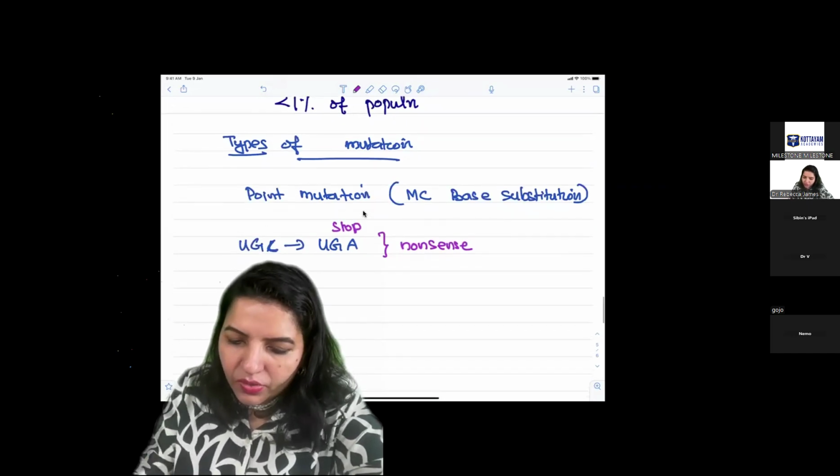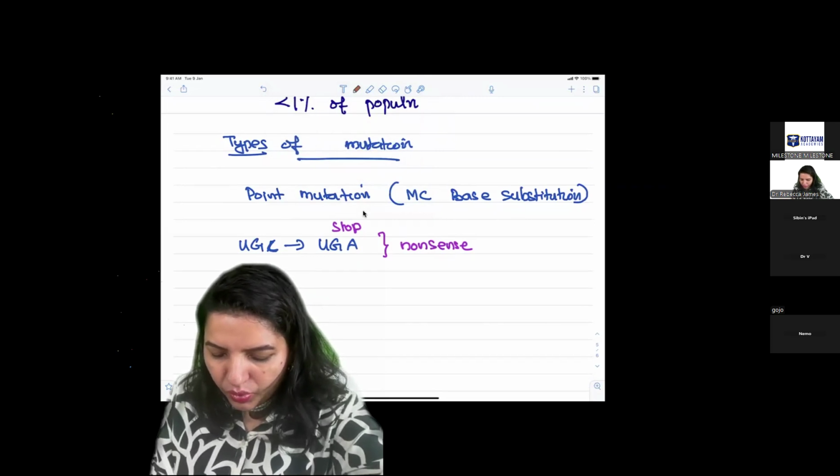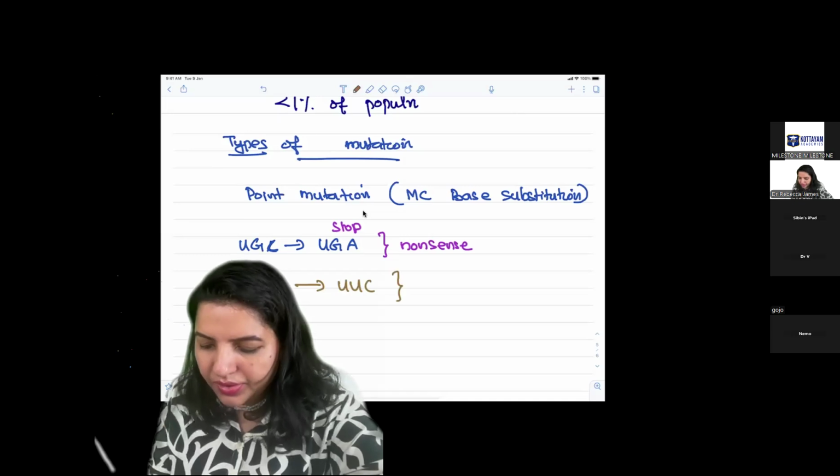Okay. So sometimes if this mutation is like this, U is changed to UUC. What is this mutation called?